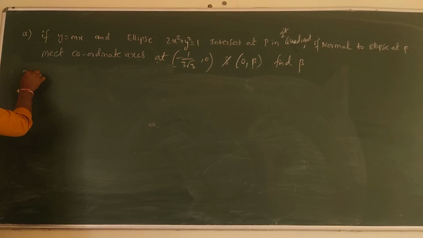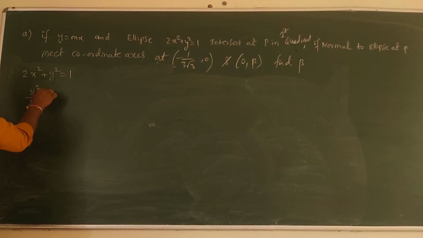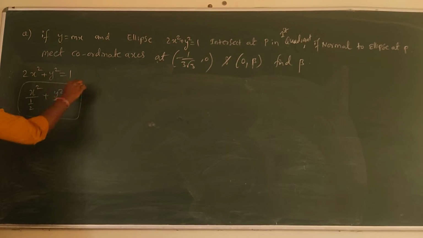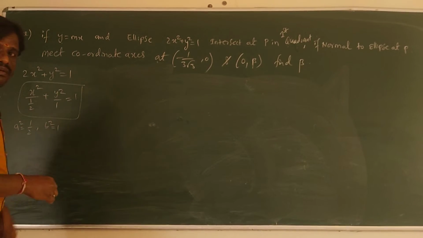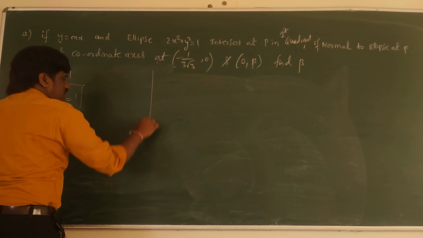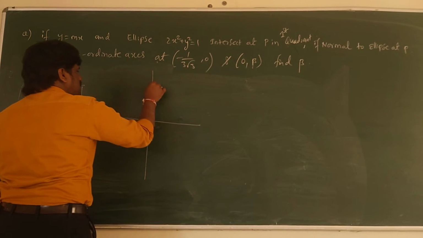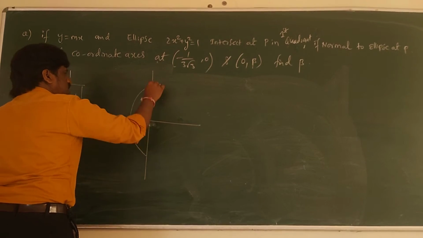So the given ellipse is what? 2x square plus y square is equal to 1. I can write it as x square by half plus y square by 1 is equal to 1. This is the equation of the ellipse. A square is equal to half and b square is equal to 1. So a value is less than b, so we can write it is a vertical ellipse. So I can write this is a vertical ellipse, correct?